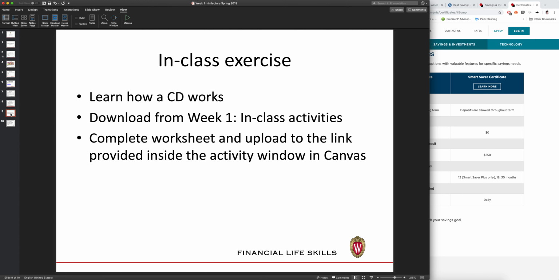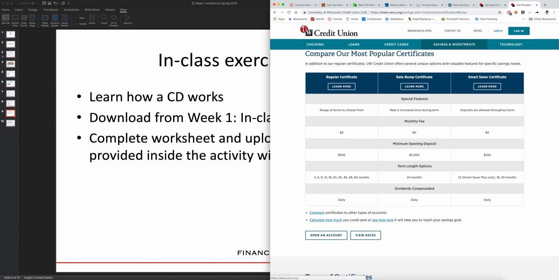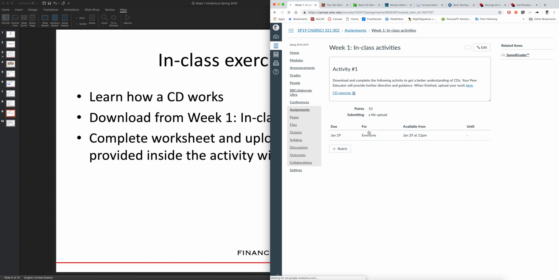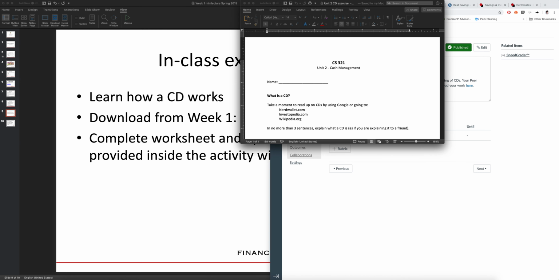All right, so let's dive into the in-class exercise and take a look at how a CD works. The first step to this is going to be to go to the week 1 cash management in-class activities, download the Word document CD exercise, and once you complete it, you're going to upload it back here. You'll click on this. It's not going to show it to me because I'm looking at the instructor version, but that's where you'll upload it. So this is what the worksheet looks like.